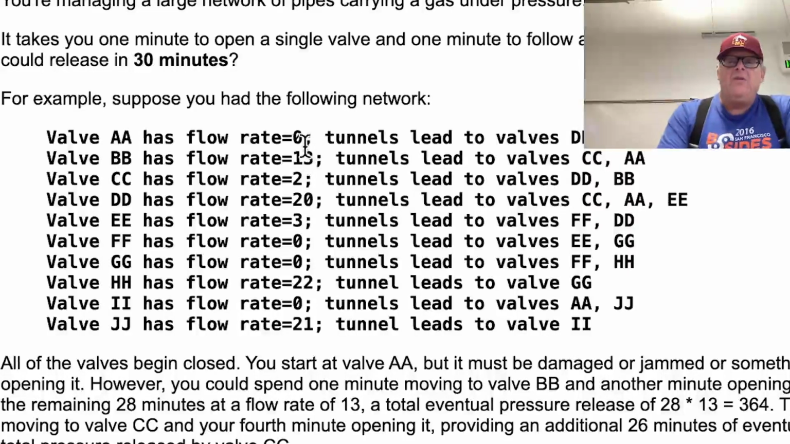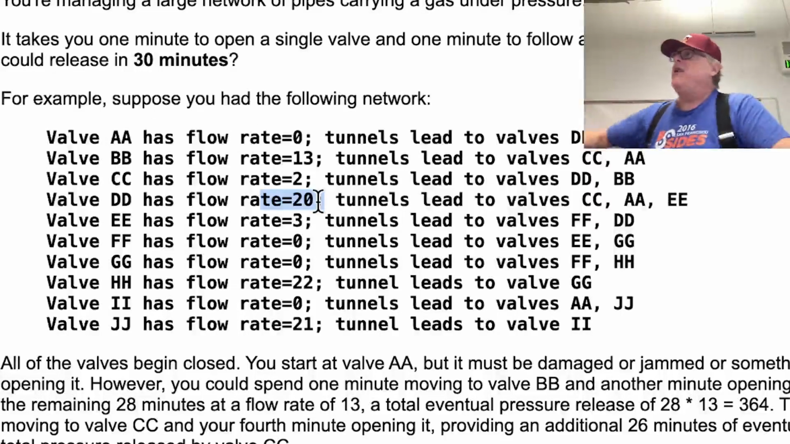Some of the valves have a flow rate of 0, which means they're plugged, and even if you open them, it won't do any good. So those valves are useless to open, but the others have higher flow rates. For example, here's one with 20. That would be pretty nice to open, and you can go straight from AA to DD. So just intuitively, it seems like that should be your first move. You can always start in AA, and the first thing you could do is go to DD and open this valve, and that would get a high pressure valve open quickly.